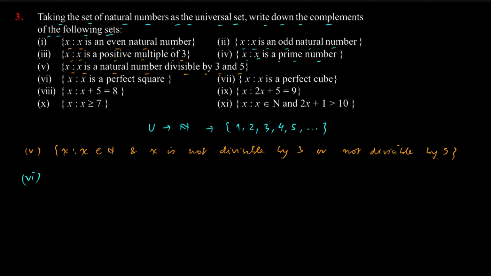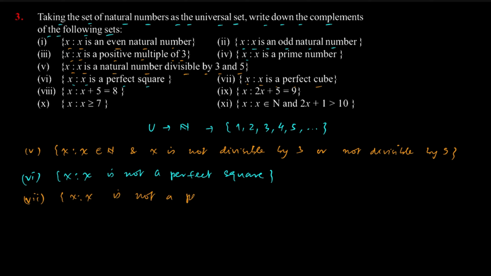Part number 6. X such that x is a perfect square. So here again the complement will be totally opposite of this very thing. So the complement will be x such that x is not a perfect square. Part number 7. X such that x is a perfect cube. The complement of this set will be x such that x is not a perfect cube.